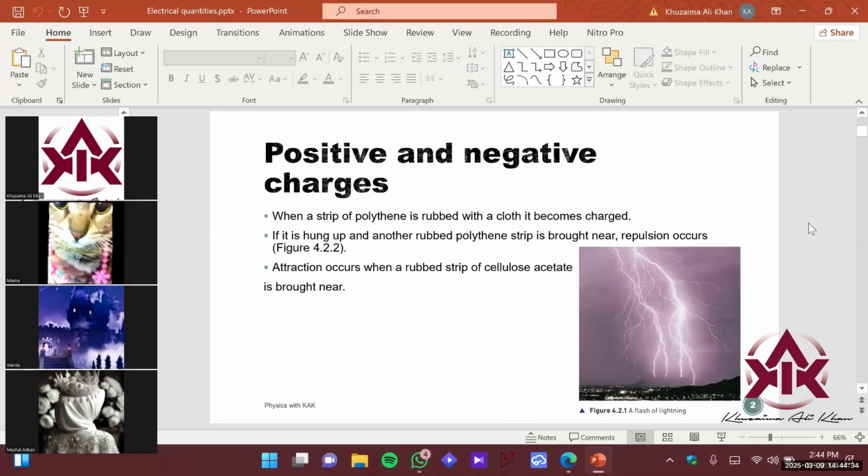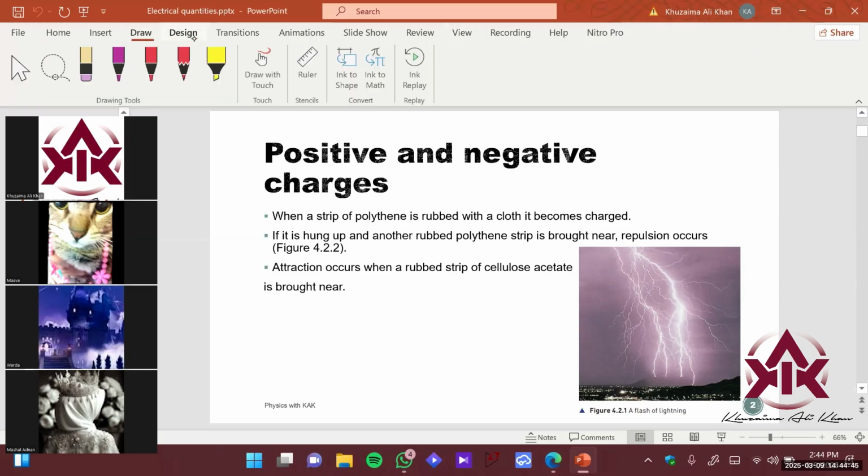So let's start with the basic ideas about positive and negative charges. If you recall, what is a positive charge? We show positive charge with this, and negative charge is basically this. So we have two types of charges here.